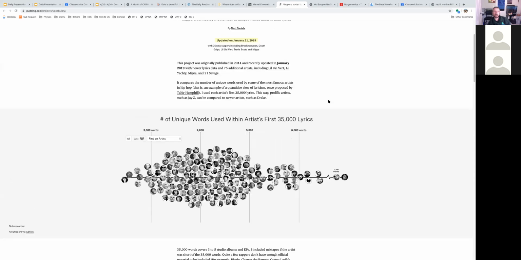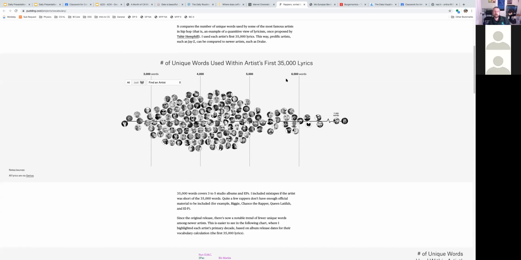This was originally published in 2014 and updated in January 2019. I think Lizzo has only been popular since then. So, but this is another way of just visualizing data that you're interested in.